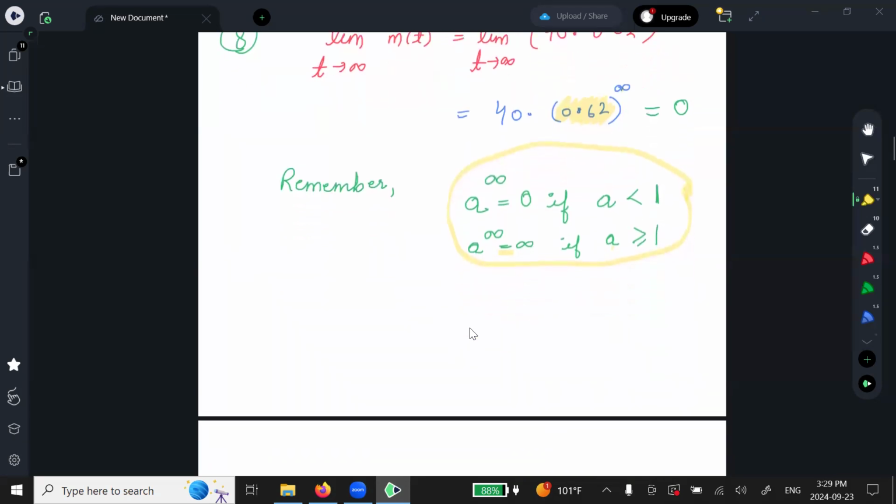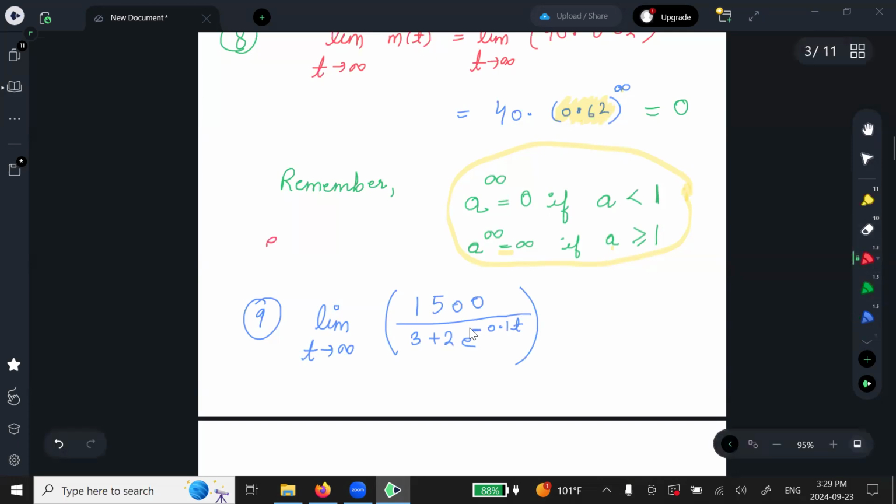Okay, let's do number 9. Number 9 is again a function with e to the power something. So I am calculating the limit as t approaches infinity of 1500 over 3 plus 2 e to the power negative 0.1 times t. Now you don't even have to worry about it. What is e to the power negative infinity? 0. Just remember that. Maybe just memorize this for the exam. E to the power negative infinity is 0. E to the power infinity is infinity.